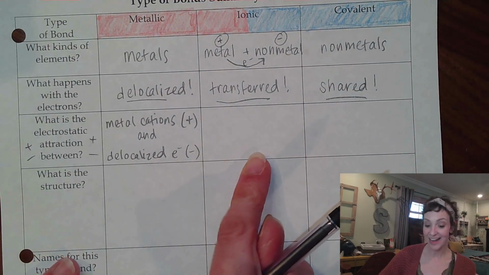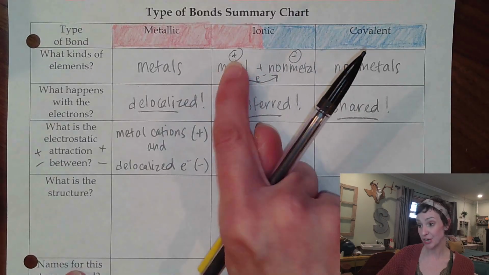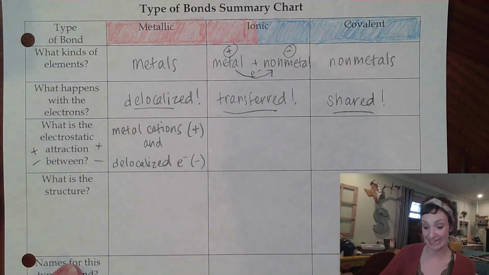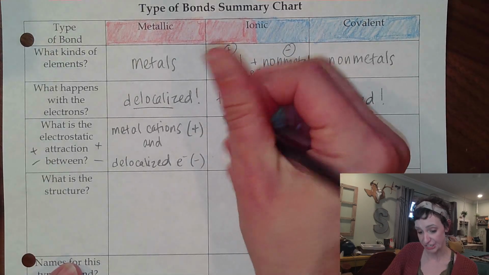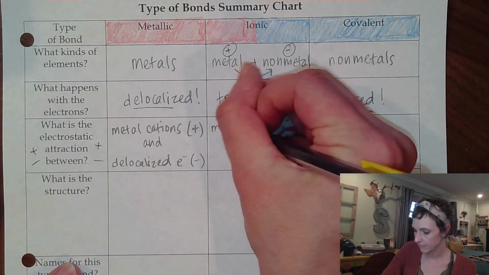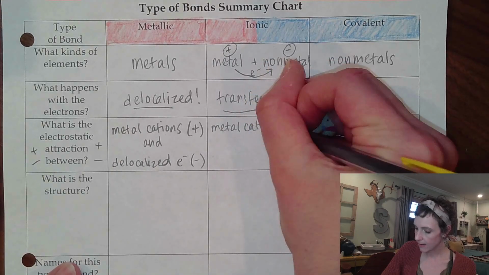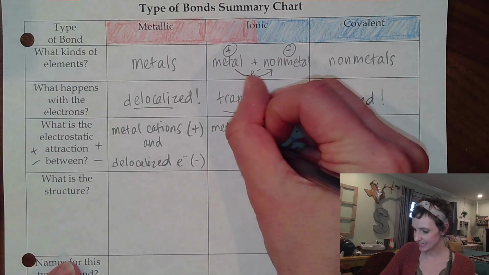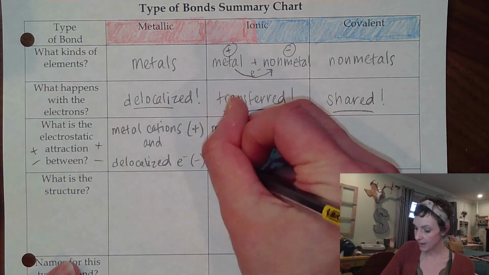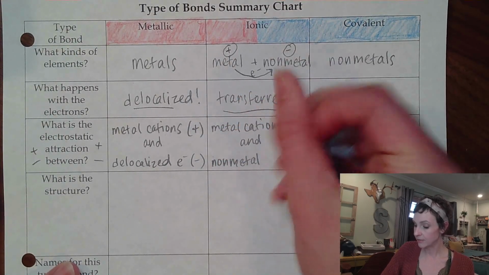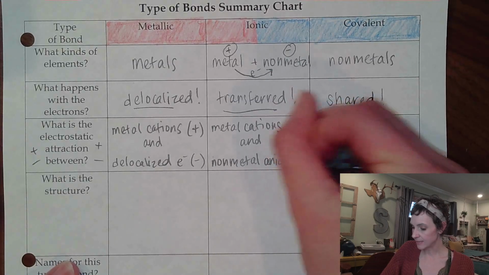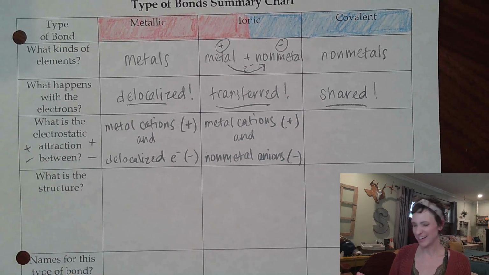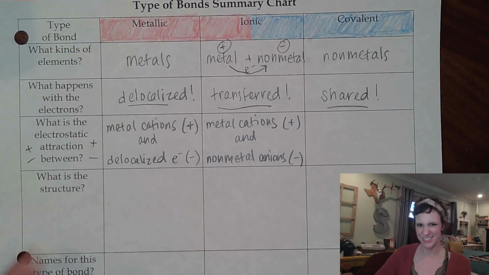Okay, for my ionic bond, as a result of this transfer, you create a positive metal cation and a negative non-metal anion. So my electrostatic attraction is between the metal cations, so those are my positives, and my non-metal anions. Amazing.